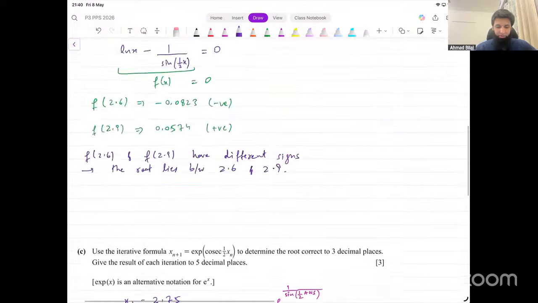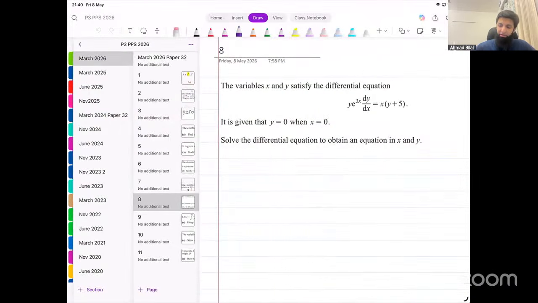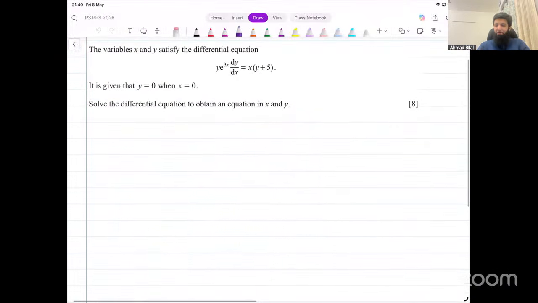This was question number 7 from this paper. Okay, 8. The variables x and y satisfy this differential equation. It's given that y is equal to 0 when x is equal to 0. Solve this differential equation to obtain an equation in x and y.